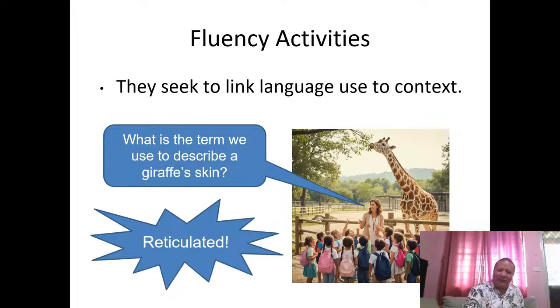Okay, and fluency activities seek to link language use to context. It needs to be in context. So what is the term we use to describe a giraffe's skin? Reticulated. So it's in this context, okay? The children are able to make use of the term reticulated because it's in the context, because that's the term used to describe a giraffe's skin, reticulated. So, fluency activities seek to link language use to context.